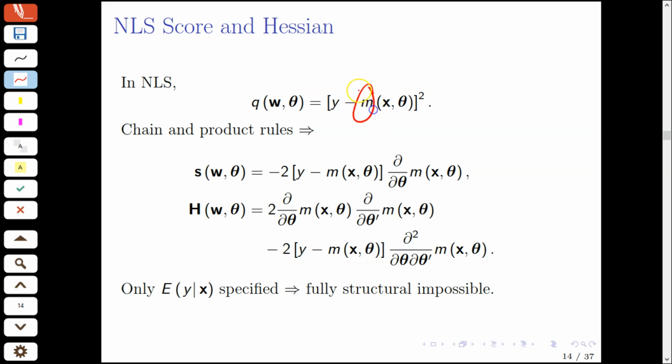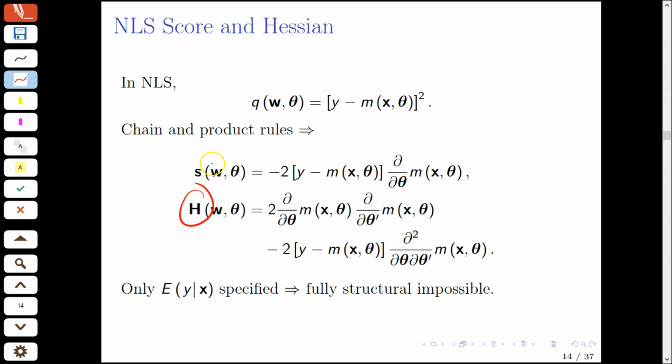Now, provided that M, viewed as a function of theta, is sufficiently smooth, that is, twice continuously differentiable, we may make use of the chain and product rules for differentiation in order to derive the nonlinear least squares score and Hessian. The score expression that arises from differentiation is given by this expression in the box. It's -2 times the difference between the outcome and our model for its conditional mean times the gradient of the M function with respect to theta. Or I should say the column vector of partial derivatives of M with respect to theta.